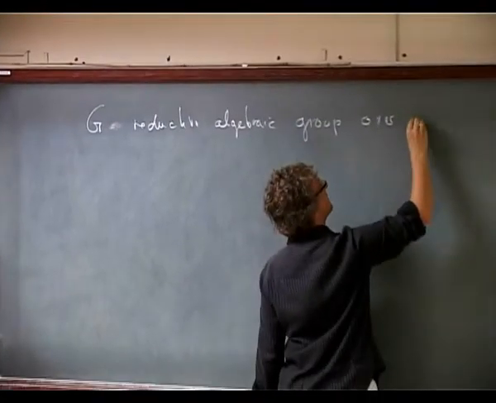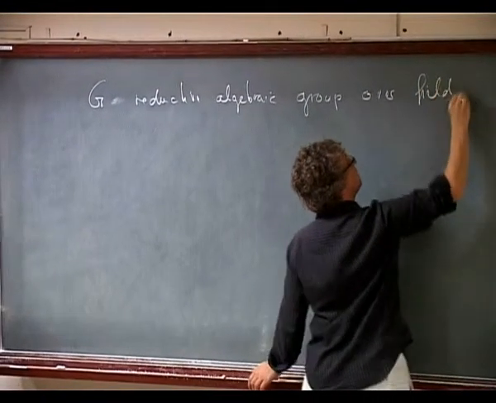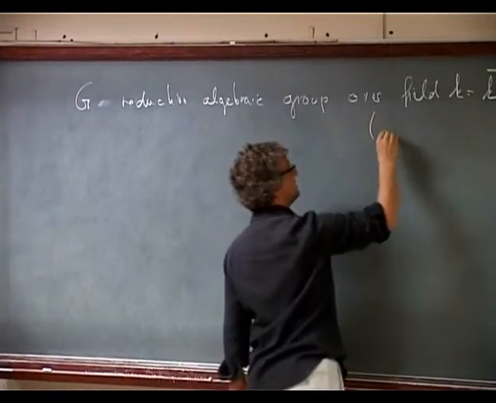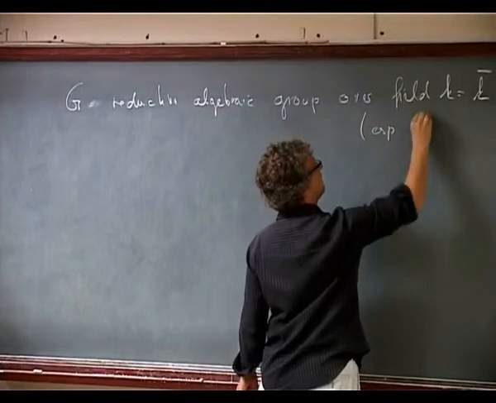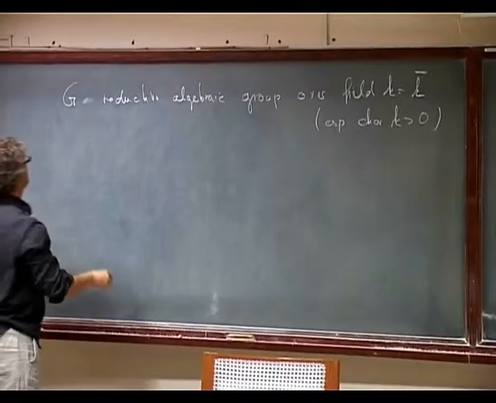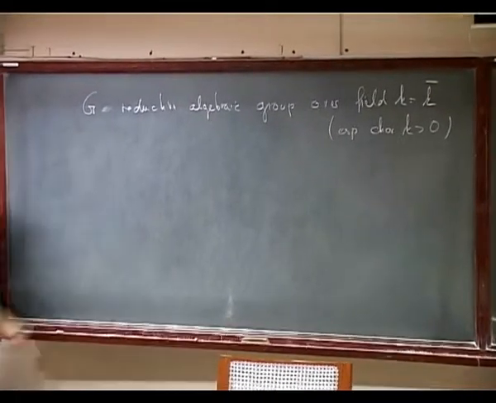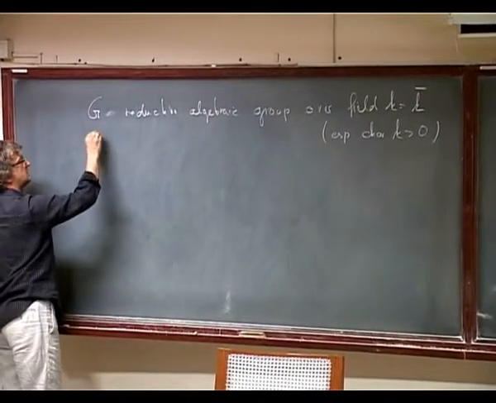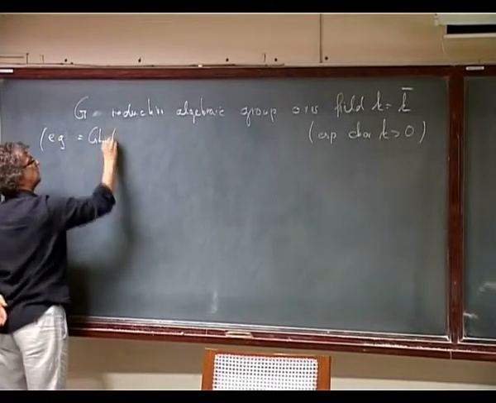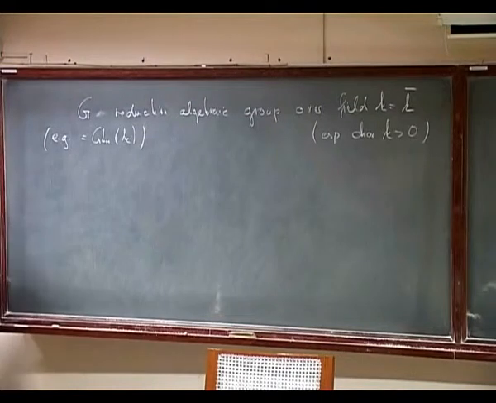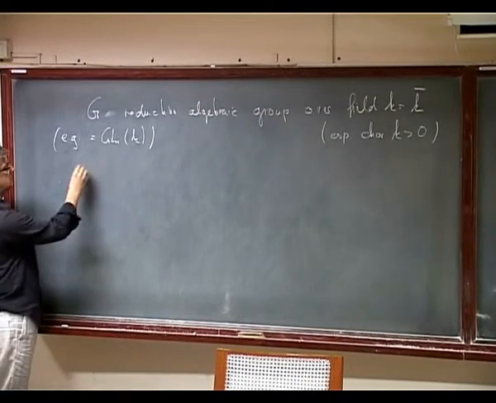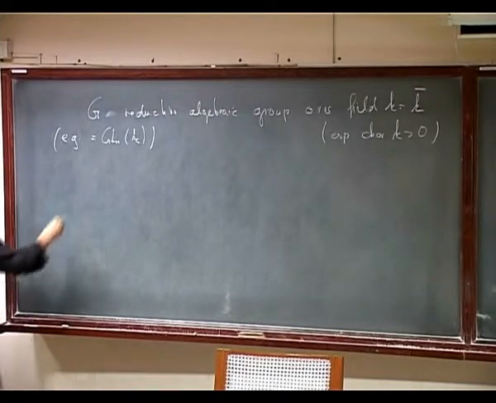Over a field K, which is algebraically closed, and we're especially interested in the case where the characteristic of this field is positive. So the standard example, of course, could be GL_N. You can think of this as GL_N over this field K. So we are interested in representations of this group.